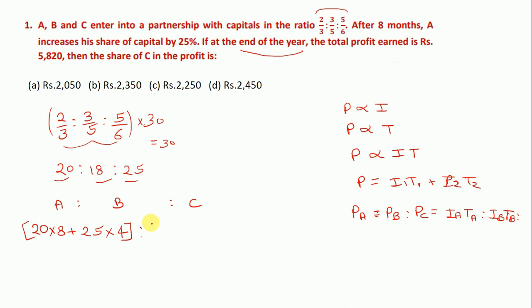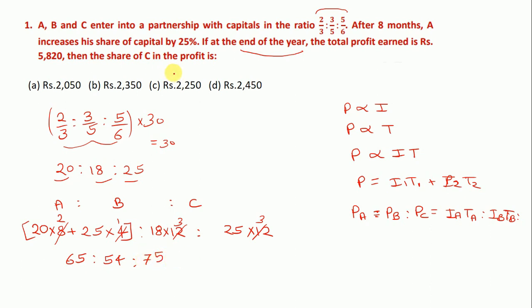Now for B, capital is 18, and for C capital is 25, and this has been invested for 12 months, so multiply it by 12. Now we can see that the whole equation is divisible by 4. So simply divide it by 4: 2 times, it will be cancelled 1 time, 3 times and 3 times. Now just solve this. 20 into 2 is equal to 40 plus 25 is equal to 65. Ratio: 18 into 3 is equal to 54. 25 into 3 is equal to 75.